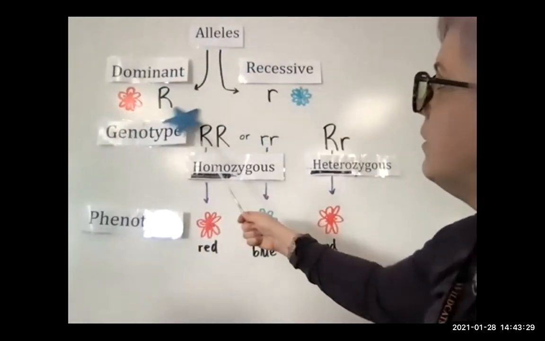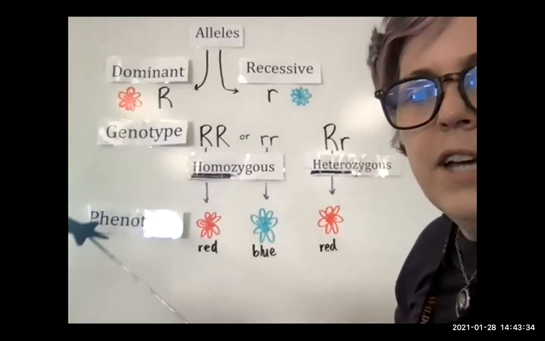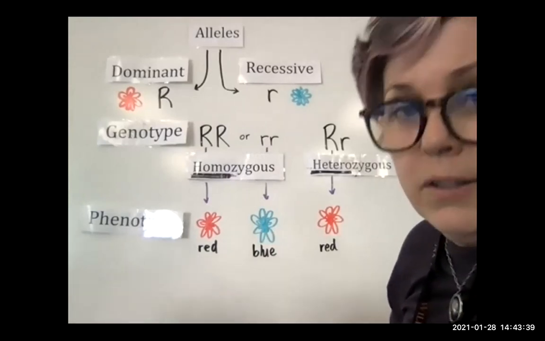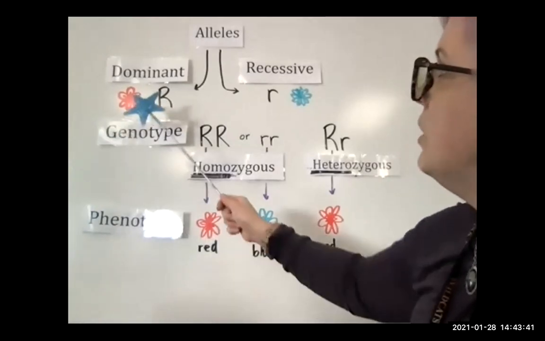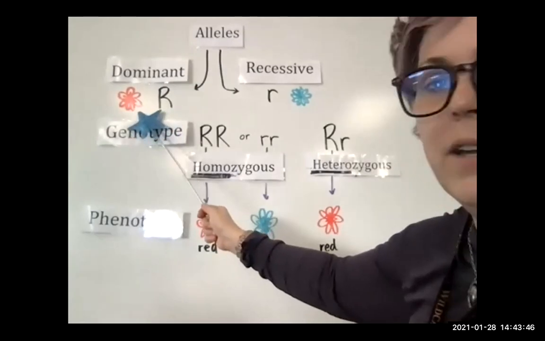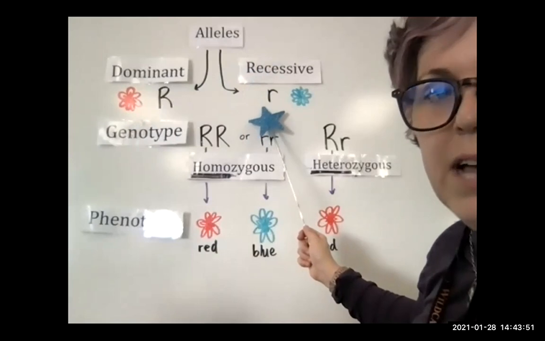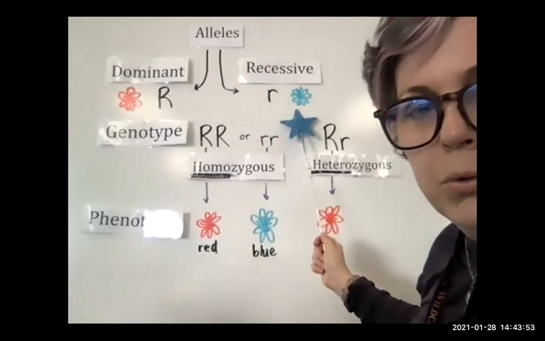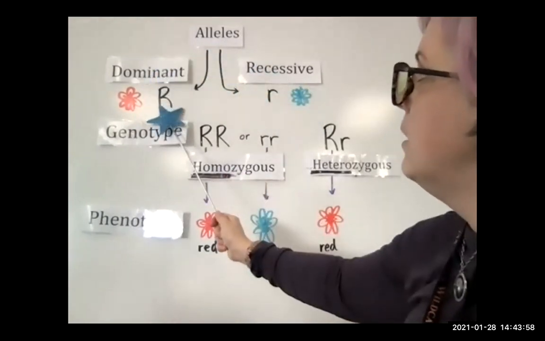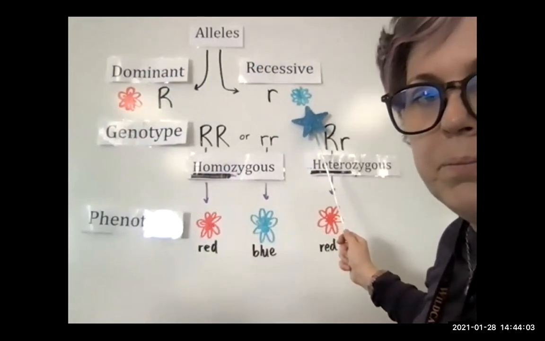Okay, and we use letters to represent alleles. And what they are, they're different versions of a trait. So in my example I've written on the board, it's flower color. That's my trait. So you can either have a dominant allele for flower color, which represents the red color, or you can have a recessive allele for flower color, which represents the blue version of the flower. Okay, so our dominant allele is red and our recessive allele is blue.